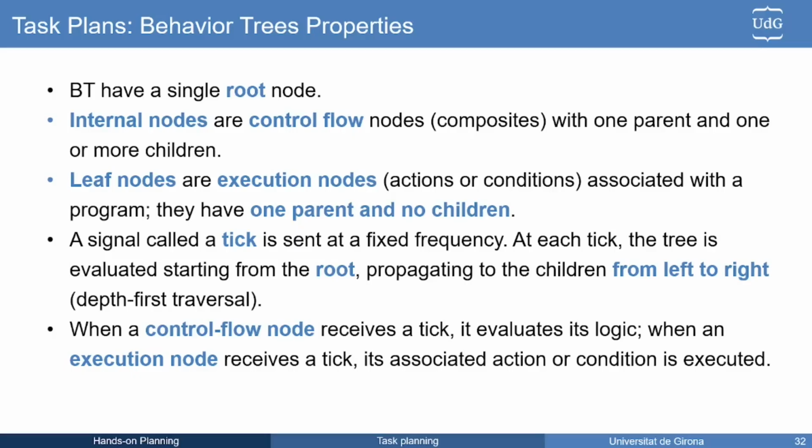When the control flow receives a tick, it just says, okay, which of its children has to be executed. And when an execution node receives a tick, it can either execute something, or if it's already executing something, say, hey, I'm running, okay, just wait. And this is what we will see now.